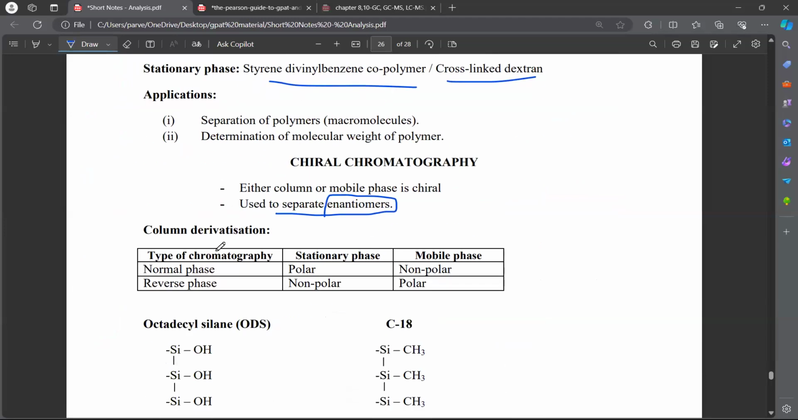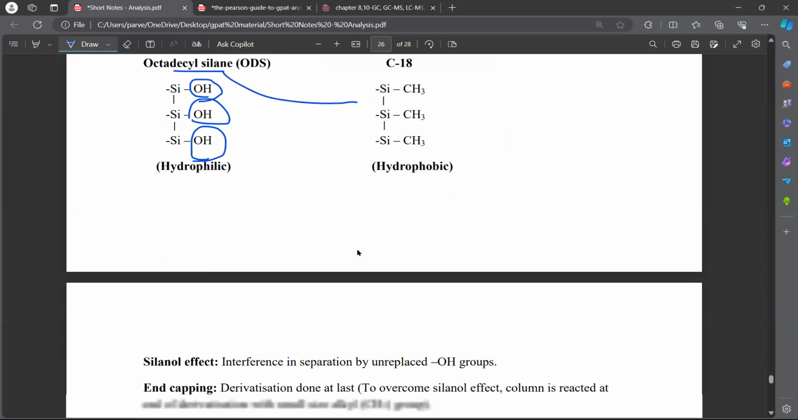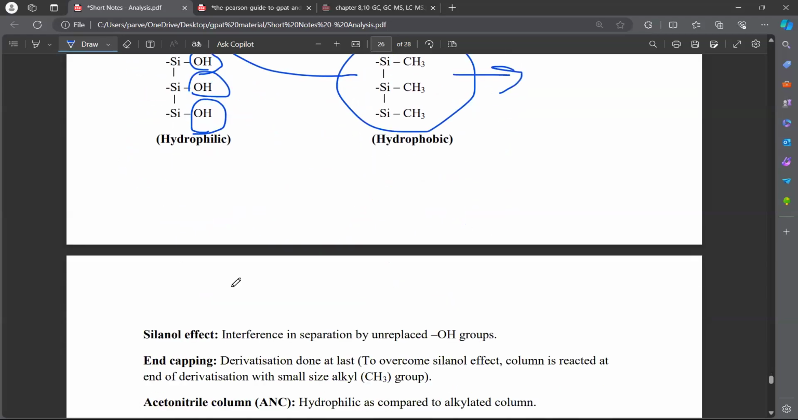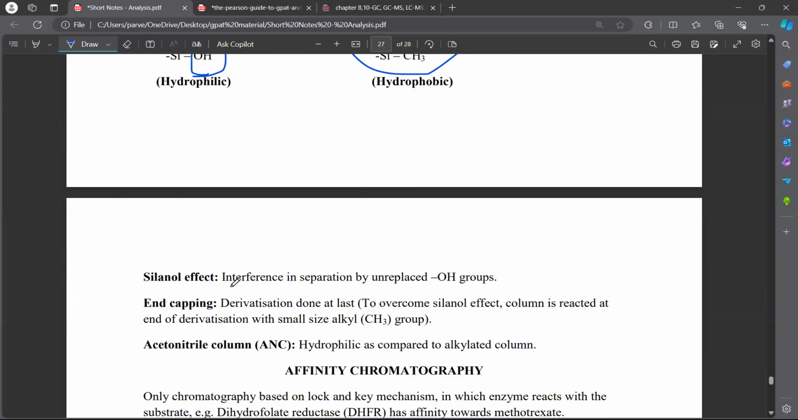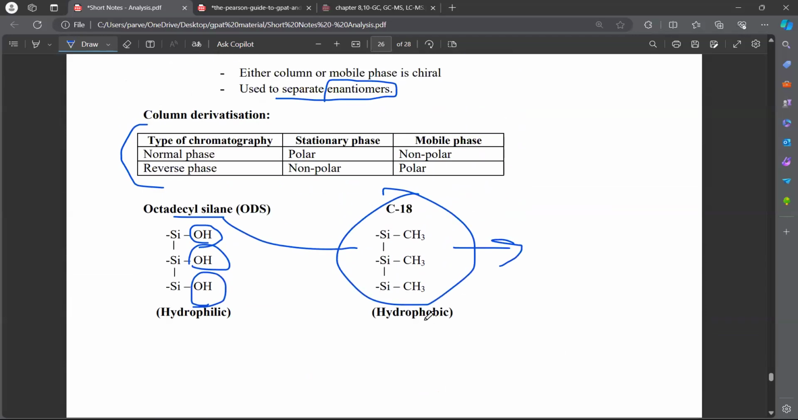Column derivatization. This is basically the normal phase and reverse phase. This is the C18 column where the OH groups of the silica are reacted with octadecyl silane, and these are converted into hydrophobic in nature. This hydrophobic silica is then coated in the HPLC column. That's why the column is also known as the C18 column. Sometimes the end capping phenomenon is also done.